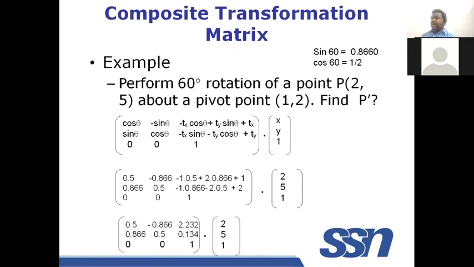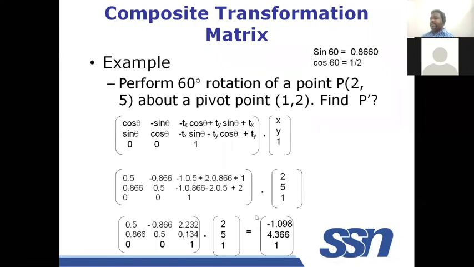Simple matrix multiplication by which we can find out the final position of point 2, 5 if we rotate with respect to 1, 2. Okay, it involves 3 steps. First step is that this pivot point is moved to the origin. Second, do the rotation with respect to the origin, then move it back to its original position. These are all the 3 operations involved. By using the composite transformation matrix, we can find out the final position of the point.